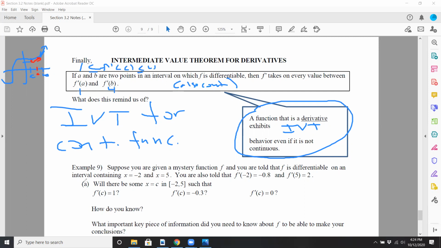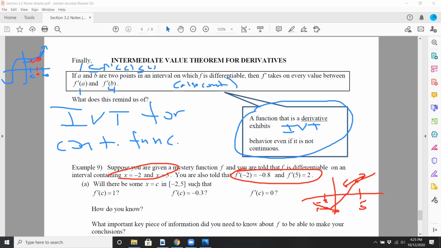So let's look at an example here. Suppose you're given a mystery function f, you don't know what it is, but you do know it's differentiable on an interval from -2 to 5. And you know the derivatives at -2 and 5. Again, let's kind of draw this. So -2 is right here. You've got a function and it has a negative derivative, so it's probably going to look kind of like this. And then you get to 5 and it has a derivative that's positive. So it's probably negative slope there, positive slope here.